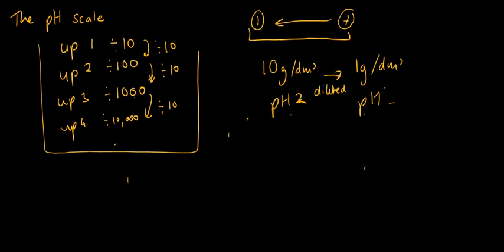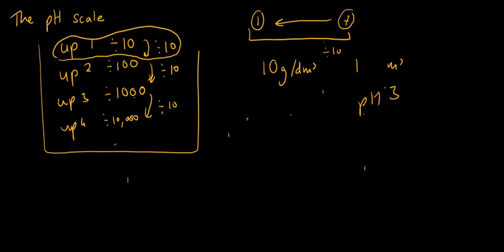Well, let's have a look at what's happened. In order to go from 10 to 1, I have divided by 10, and I can work that out by just going 10 divided by 1 gives me 10, so I've divided by 10. So therefore, the pH is going to go up 1 on the pH scale to 3.